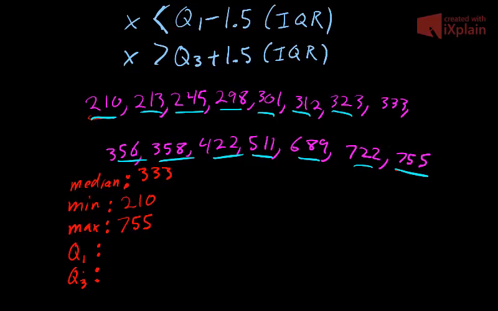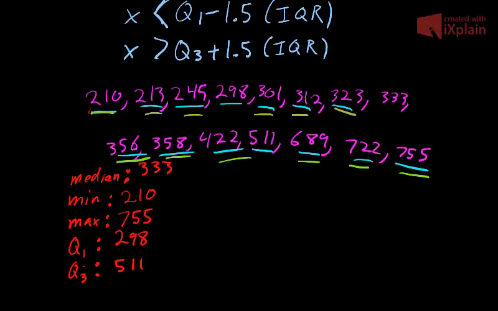Our first quartile here is going to be halfway through this first group of numbers. So if I do the same thing here that I did to the full set, then I get 298 for quartile 1. And for quartile 3, I'll do the same thing, marking off all the numbers that are above our median until I find the middle one. That's going to be 511.